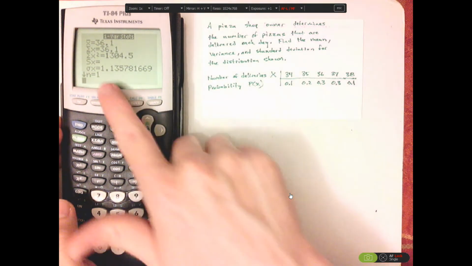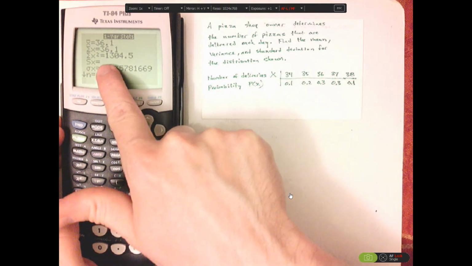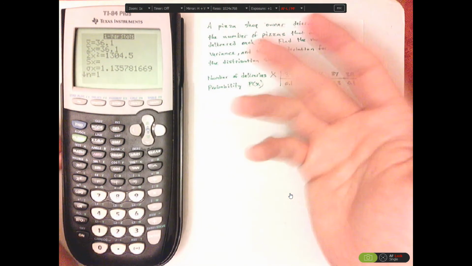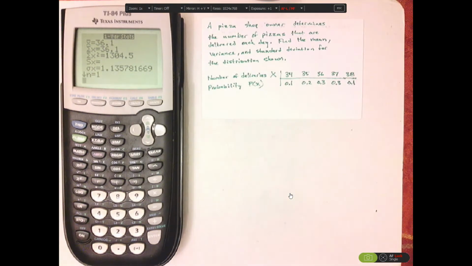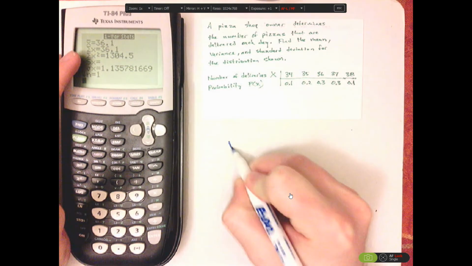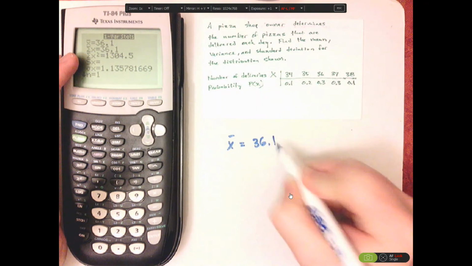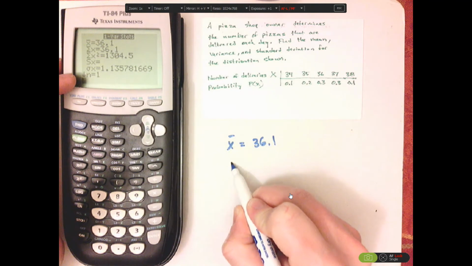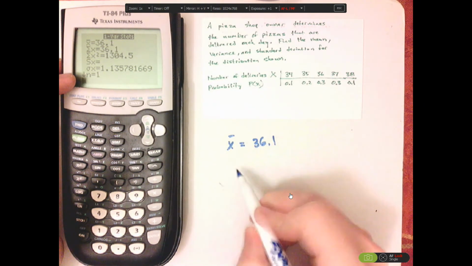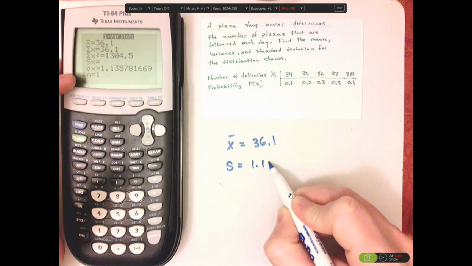Now notice it skips the sample standard deviation because it doesn't calculate that when you're using frequency. So our mean is 36.1 and our standard deviation is 1.1, let's go to two decimal places, so 1.14.